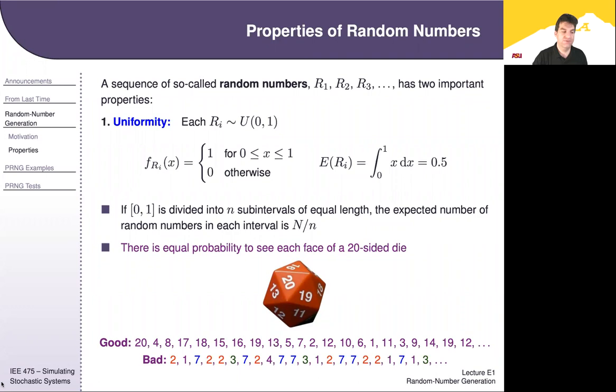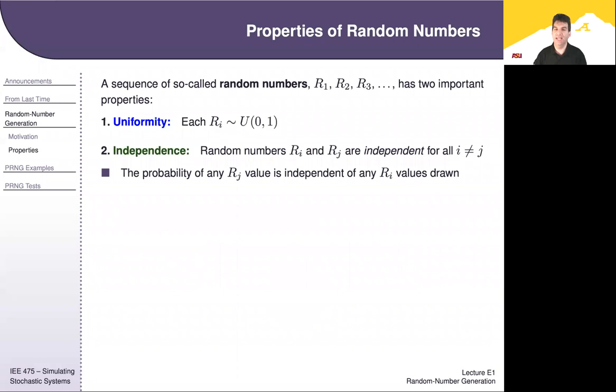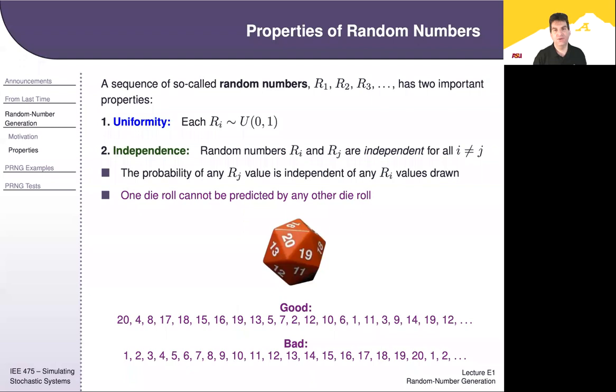The other property we want is independence. Two draws of the random number are independent if the probability of one number does not change if I know the outcome from a previous draw. As an example, in my die roll here, I can't use one die roll to predict the outcome of another die roll. So in this first pattern here, I say this is good because knowing that I rolled a 20 doesn't seem to give me any information about what comes after the 20. If I drew a 14 here and a 14 here, I wouldn't want to see the same number come out every time I drew a 14.